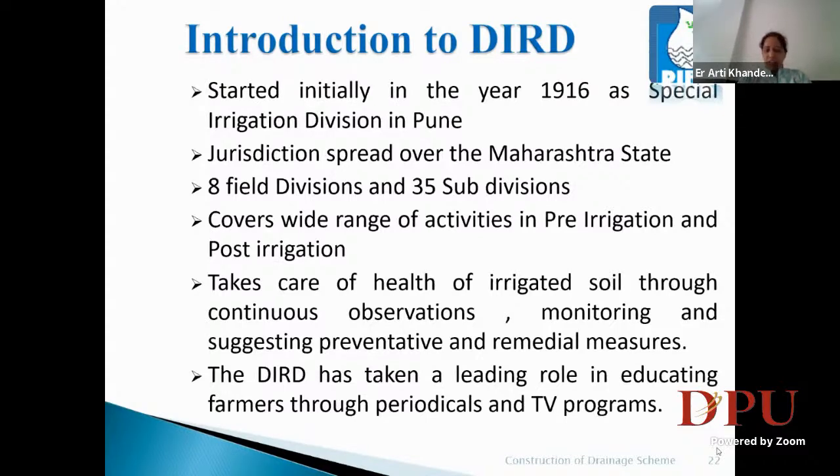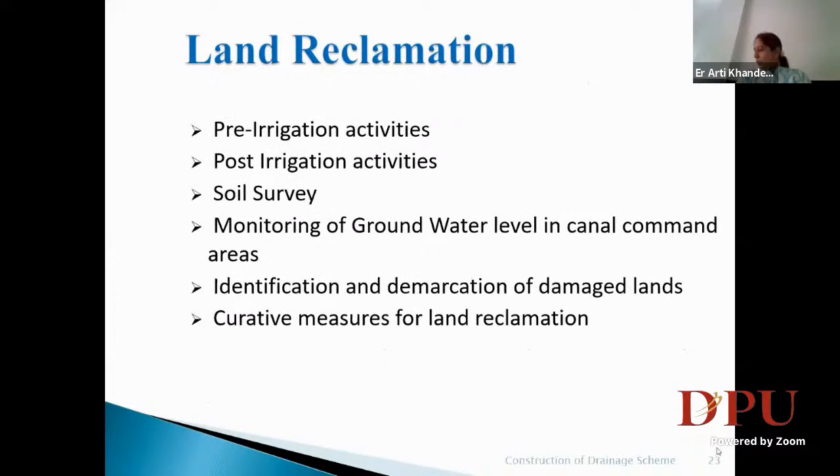the whole of Maharashtra. What they are presently doing is pre-irrigation activities, post-irrigation activities, and soil surveys. Pre-irrigation activities means they take periodical observations of the canal command system and maintain the record. After 3 years, if they find that an area of about 4 to 5 hectares is damaged, then they propose the open drainage system.